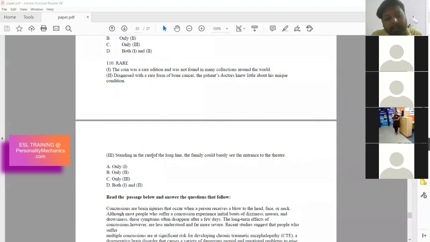This means this is the fag end. So this is a homophone. This doesn't mean the same. It should have been rear, R-E-A-R. So this is a wrong use of the word. This should have been R-E-A-R. And hence 1 and 2 are the ones that are correct.